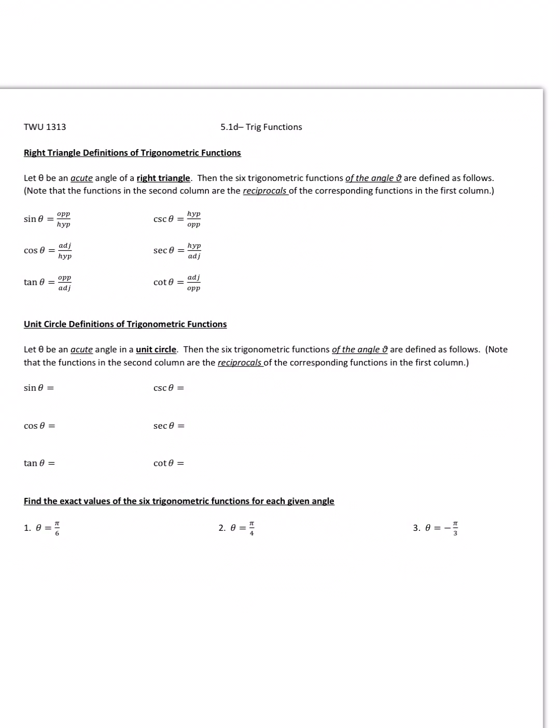Okay, so we're going to look at right triangle definitions of trigonometric functions. Now, we are going to consider a regular old right triangle, and we're going to call an acute angle theta. So the sides are relative to theta.